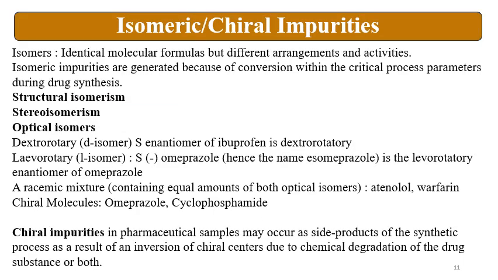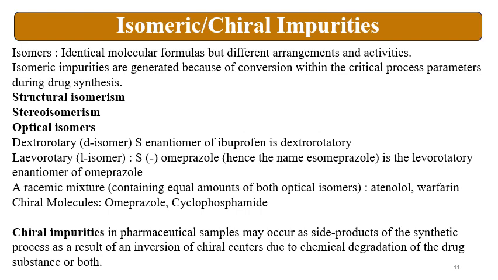Then coming to the isomeric or chiral impurities. See, isomers have identical molecular formulas but different arrangement and activities. Isomeric impurities are generated because of variation in the critical process parameters during the drug synthesis. So CPPs are the responsible factors for this isomeric or chiral impurity formation. The chiral impurities or isomerism we will not see in that much detail, but here we will see the types of isomerism, like structural isomerism or stereoisomerism as a subcategory.